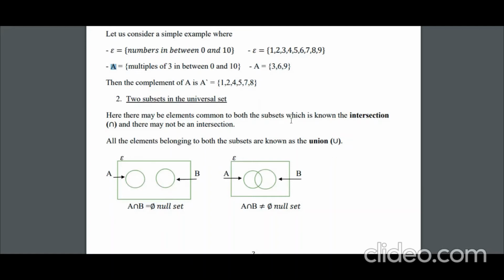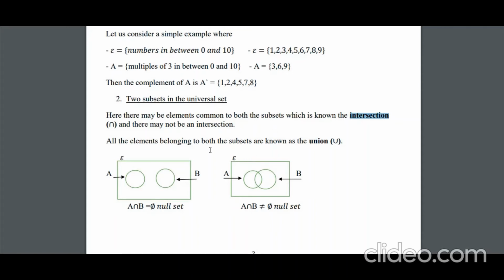When there are elements belonging to both the sets, we use the word intersection. Intersection means the elements that belong to both. It should belong to both. Union is all the elements. If we consider the elements of A and the elements of B together, we call it union.